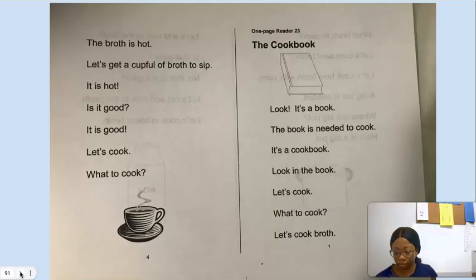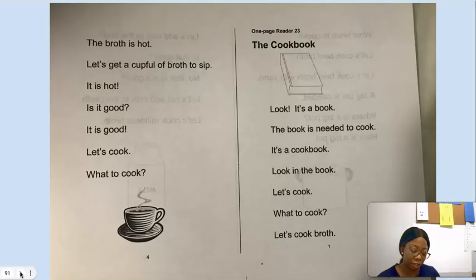Let's add milk to the broth. Is that good? No, that is not good. No, that is not good. Let's Let's start. not add milk to the broth. Let's cook milkless broth. All right.